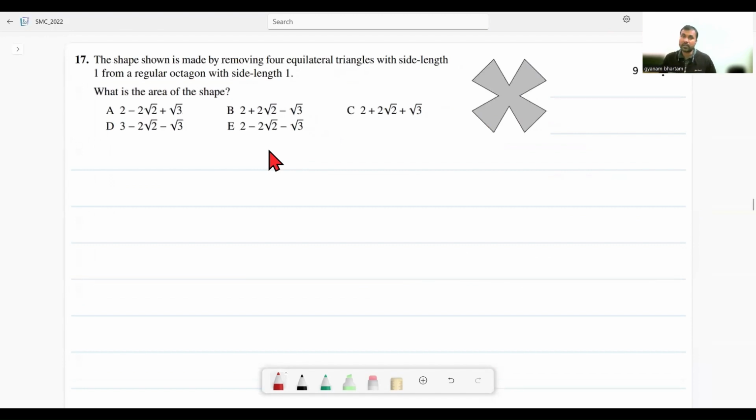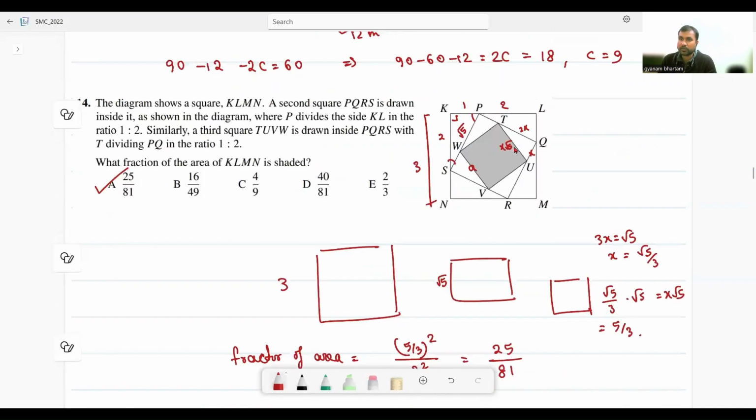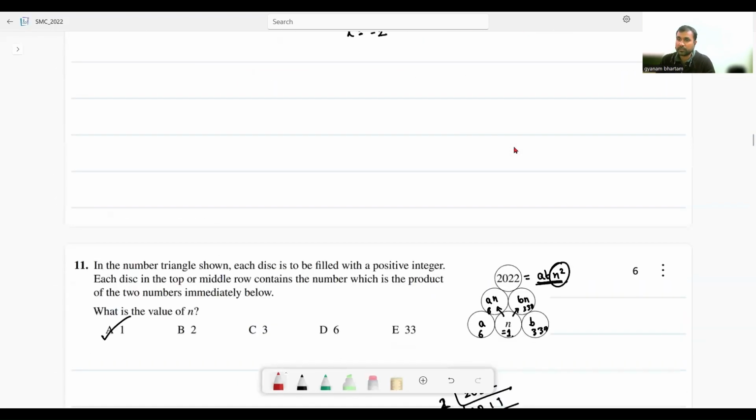Next, question number 17. The shape shown is made by removing 4 equilateral triangles from the octagon with length 1. What is the area of this shape? If you observe, area related questions come up in SMC, even IMC also. It's a really important topic, with so many questions from area.